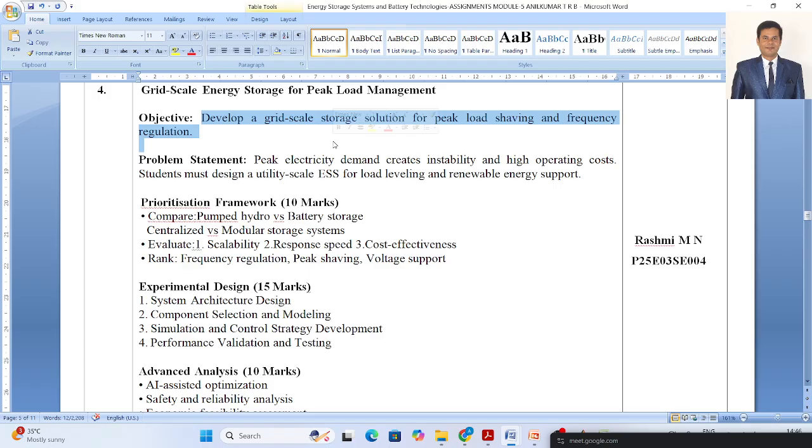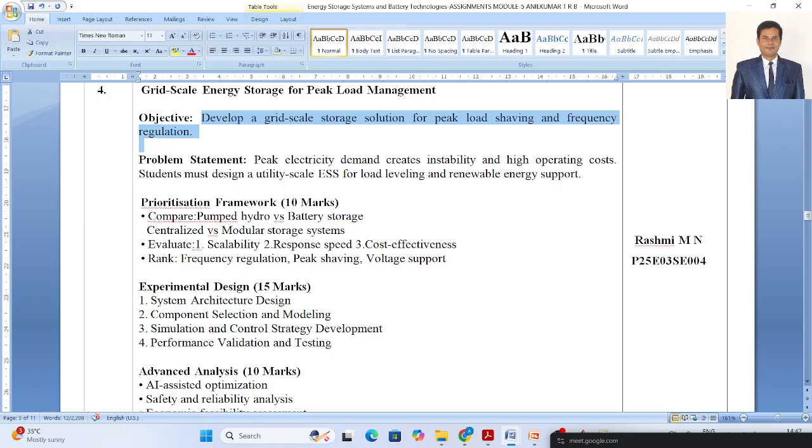The student has to design a utility scale energy storage system for load leveling and renewable energy support. From the load you can do load leveling or peak load saving. Whenever the load comes, try to disconnect loads from the consumer side. Peak electricity demand creates instabilities and high operating cost. That is what you have to show me, isn't it? That is your problem statement. You have to design the scaling of the ESS.